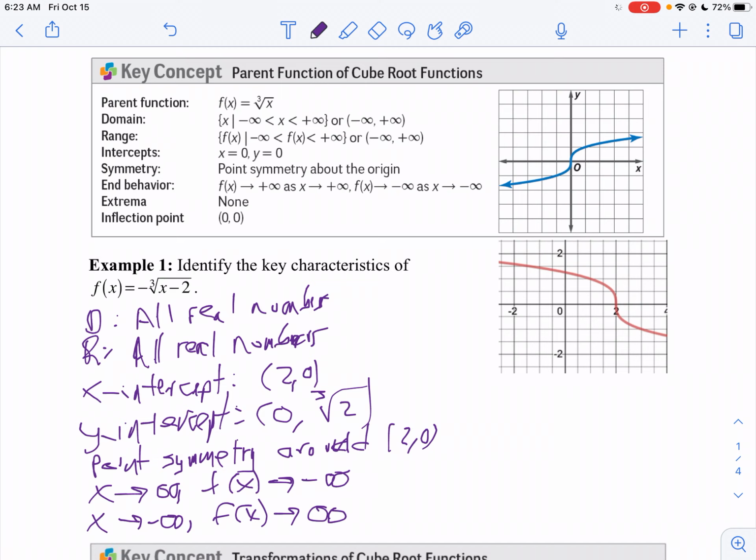As x gets really, really big. Okay, we don't have any relative maximum or minimum, and our inflection point is 2, 0.